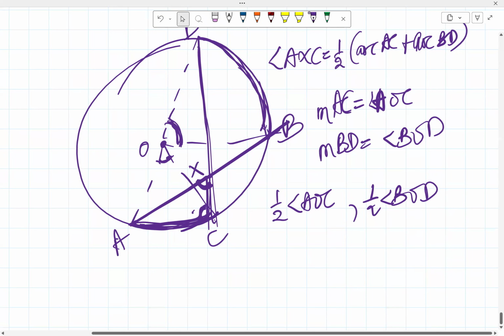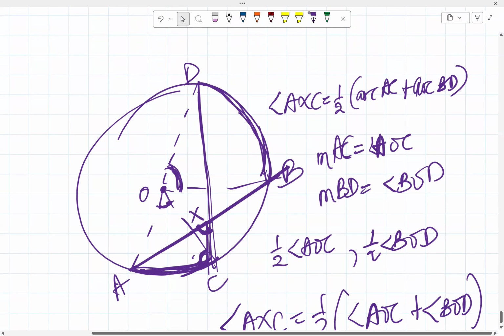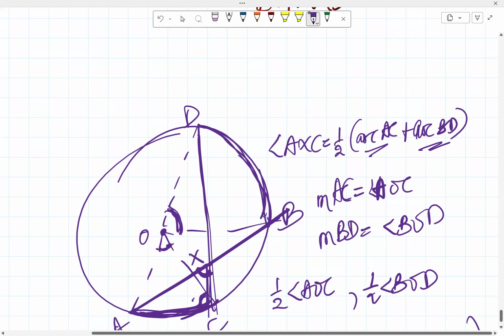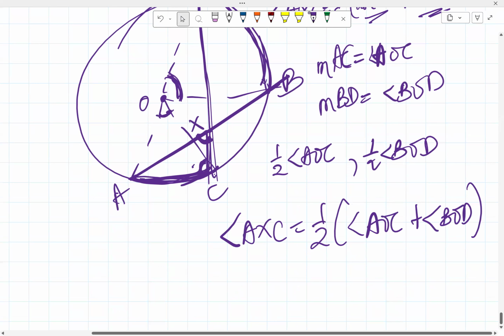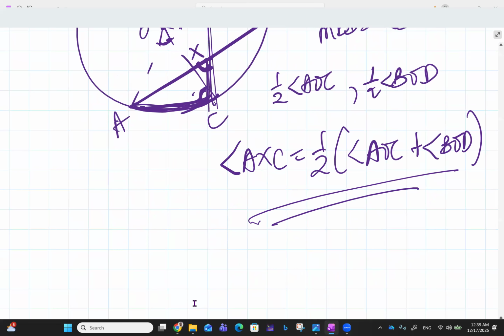So that we now finally say that angle AXC is equal to half of angle AOC plus angle BOD, like that. This is for arc AC, this is for arc BD. So we are using their measures now, and that's exactly the same idea. So we have that example right here.